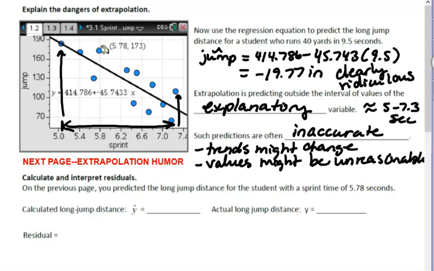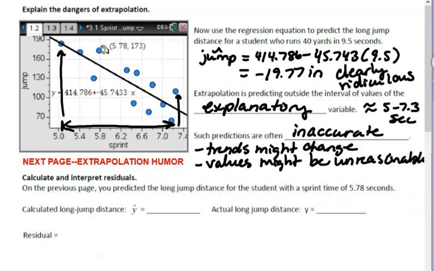So when we predicted our y-intercept, that was actually another example of extrapolation. That was clearly an unreasonable value, and nobody's going to be jumping that long. 414, I don't know. What is 414 inches? That's a lot of feet. I mean, maybe that's realistic for an Olympic jumper. I don't really know off the top of my head. But anyway, you're not going to run 0 seconds, though. So those values don't make sense.